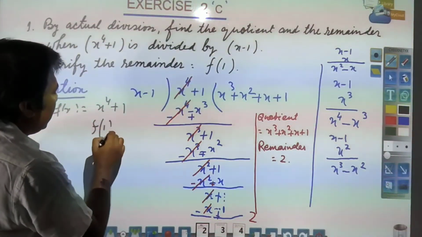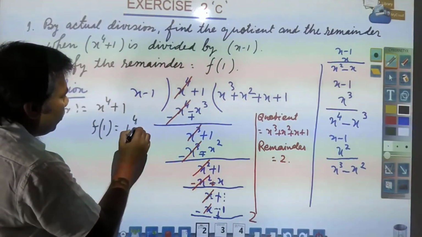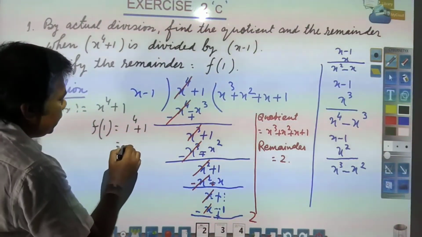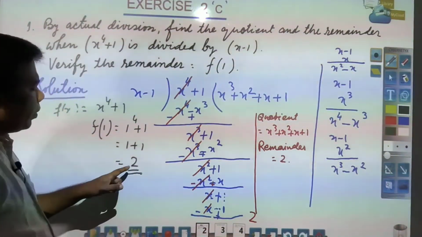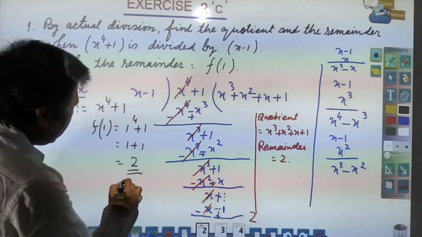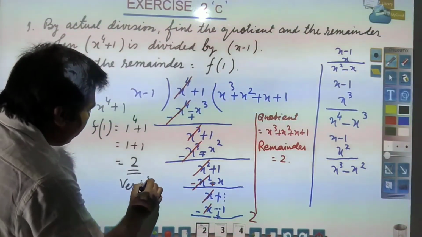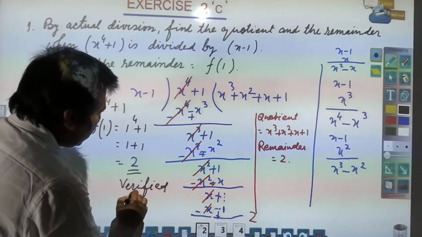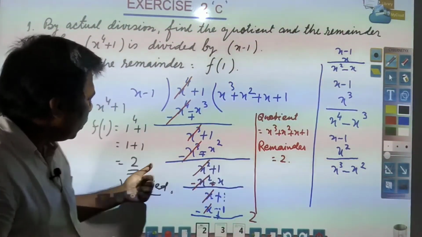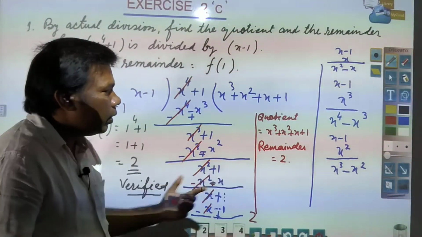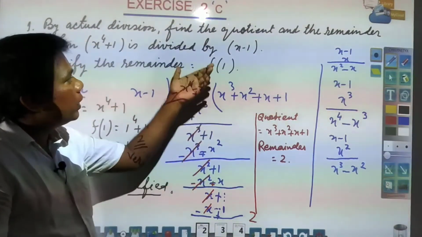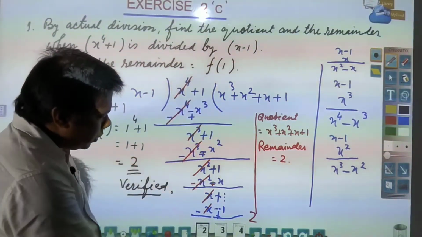So f(1), if you are putting, what you will get? 1 to the power 4 plus 1. It means 1 plus 1, it means 2. So the remainder you have got is 2. So this you can write, this is verified, because the remainder you have got is 2, here also you have got f(1) is equal to 2. So this you can write verified.